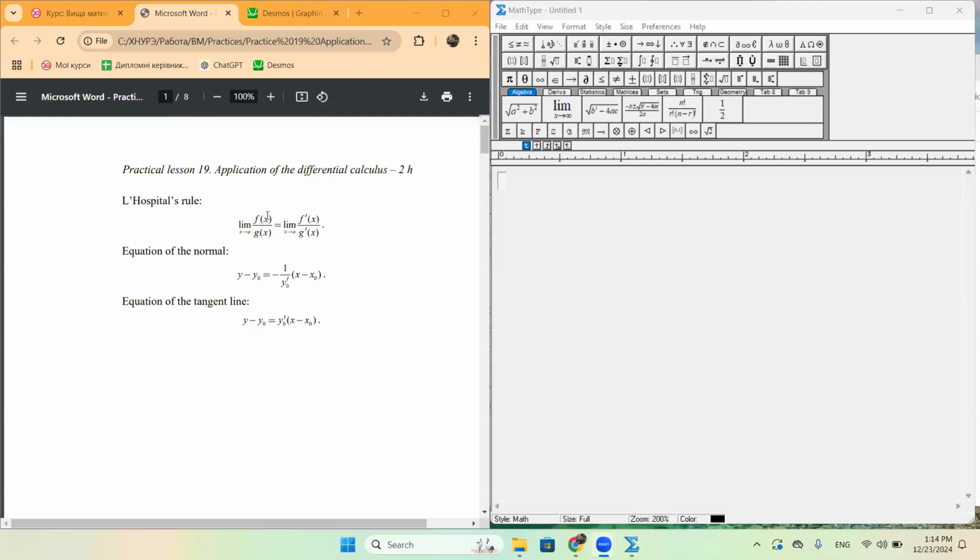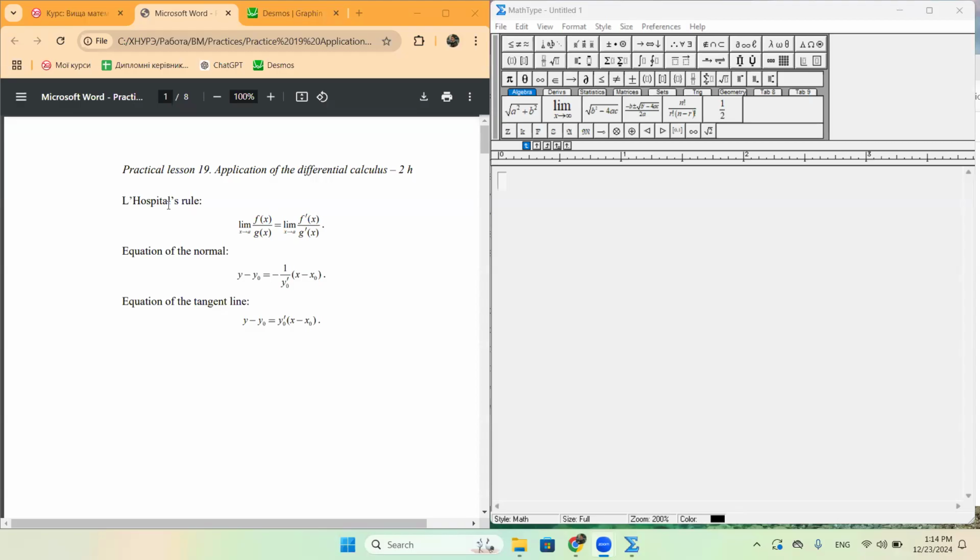It will be about the application of differential calculus. And today we will calculate derivatives as well, but with practical application. So first of all, let me remind you some information.